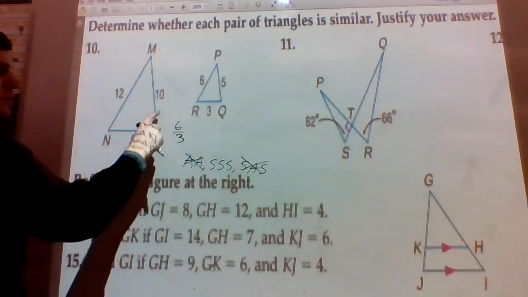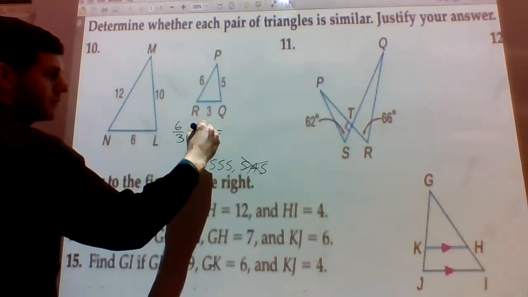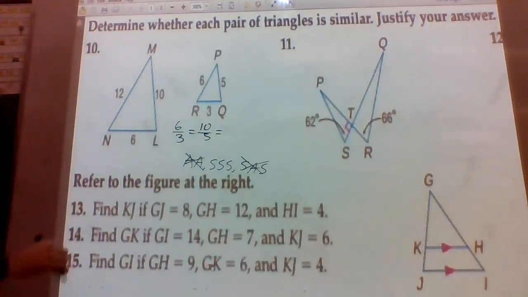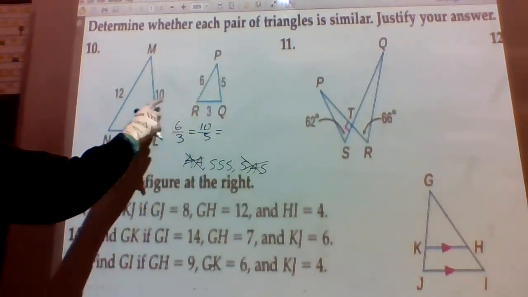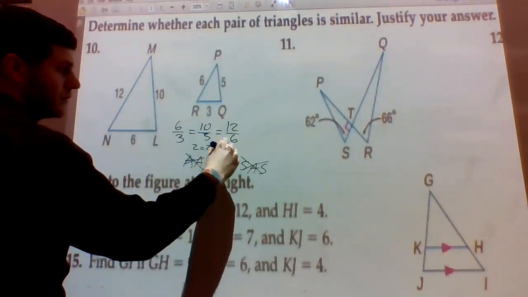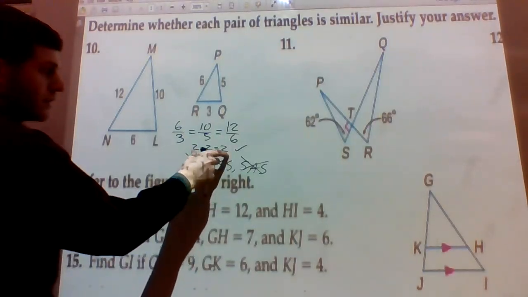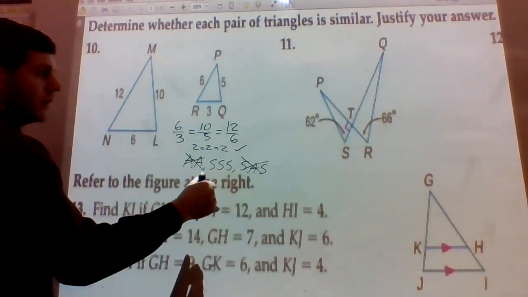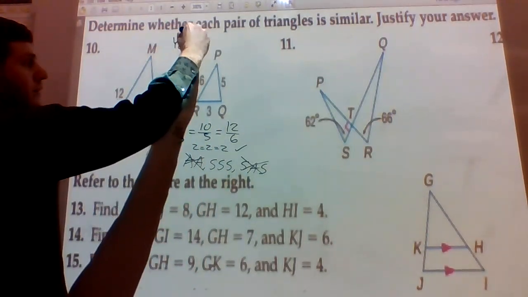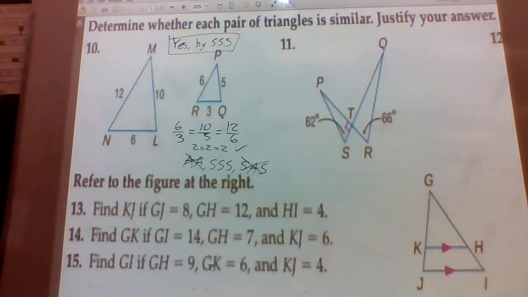Okay, the next 2 smallest numbers are 10 and 5. So ML and PQ. That's going to be 10 over 5. And then the largest numbers are MN and PR. So 12 over 6. We notice we get 2, 2, and 2. Right, so all the ratios equal 2. Since all the ratios are the same, we know the sides are proportional. Since all the sides are proportional, we know that yes, they're similar by side, side, side. Okay, number 11.